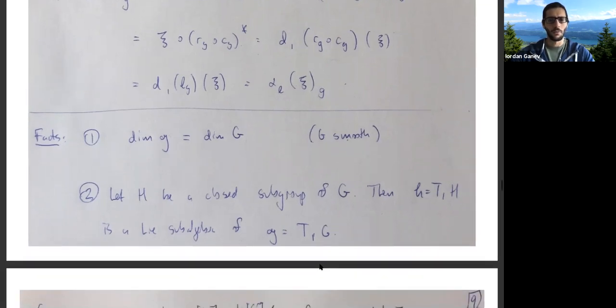Second fact, if we have a closed subgroup of a linear algebraic group, so here G is always a linear algebraic group, then the tangent space, the Lie algebra of the subgroup is a Lie subalgebra of the Lie algebra of the whole group.